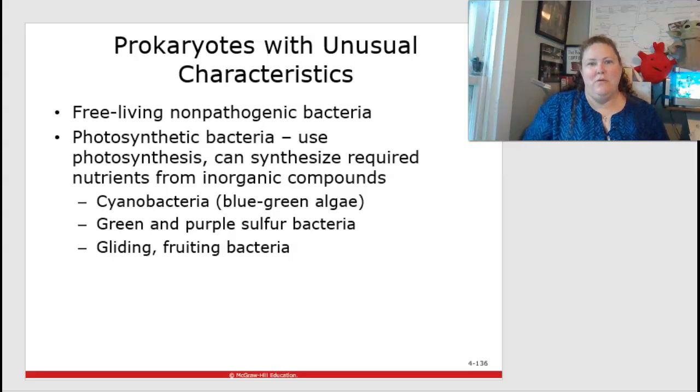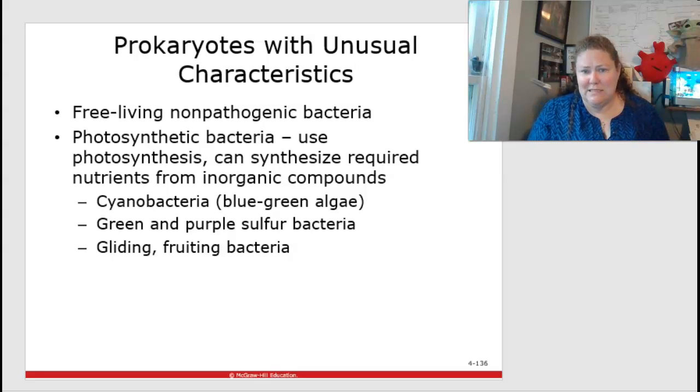Okay, wrapping up chapter 4. This would be the prokaryotes with unusual characteristics. And these are free-living, non-pathogenic bacteria, like photosynthetic bacteria that are going to use photosynthesis or the sun. They can synthesize or make required nutrients from inorganic compounds.